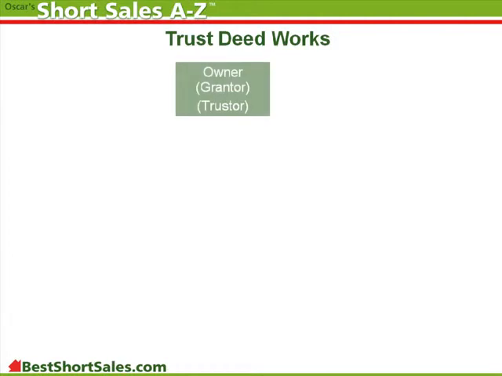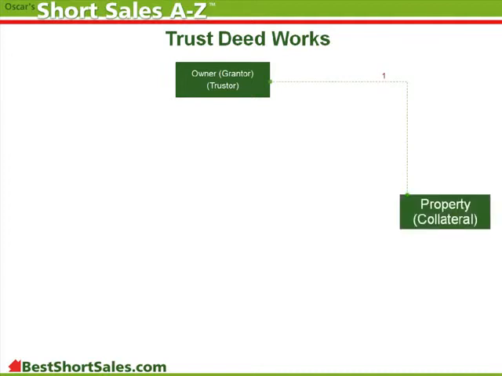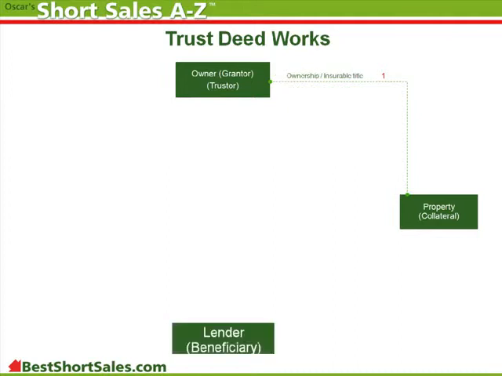Workings of a trust deed. These are the workings of a trust deed. There is a property owner. From now on, this person will be the trustor and grantor. This person owns a property to be used as collateral. The property belongs to the owner. As a premise, the owner must have title insurance or insurable title.